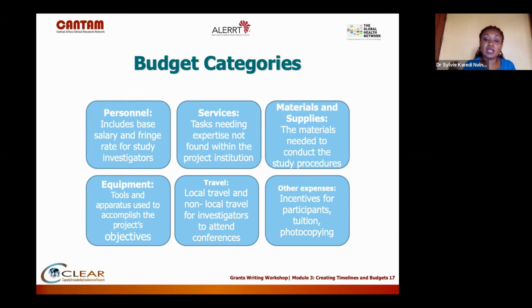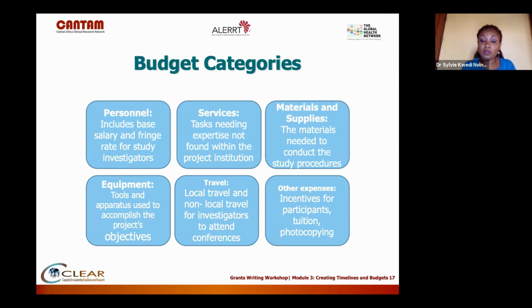Services, this is expertise that is not found inside your institution. For example, in my institution, I may not have a social scientist, but I might have some qualitative data to collect. Then I will need an expert as a social scientist. For tuberculosis studies, sometimes you need chest x-rays. So you might need a radiologist that you might not have in your institution.